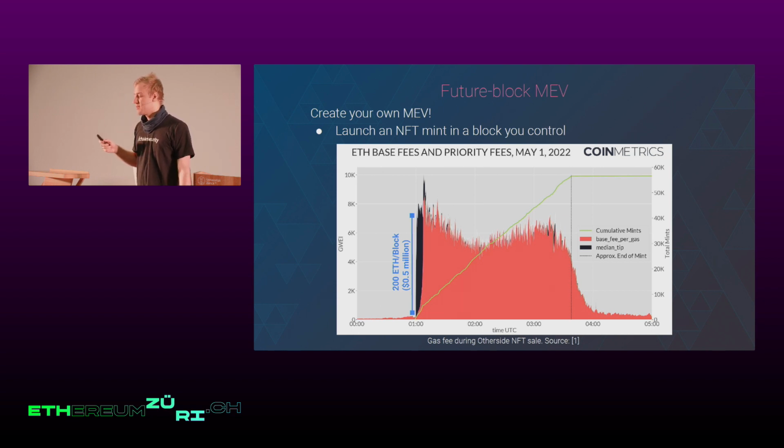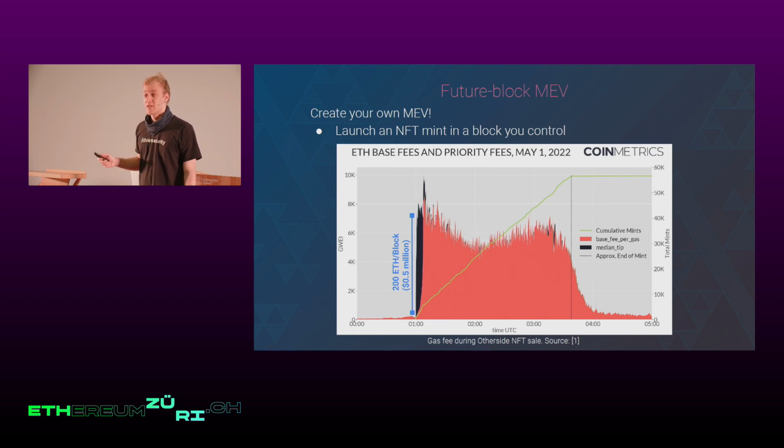And here you can see the gas costs. At the beginning, they were very low. And then at 1 o'clock, the NFT sale started, right? And you can see that the gas that was paid per block immediately jumped up to 200 ETH per block, which is about $500,000 at the time. So every single validator that got one of those blocks got paid $500,000.